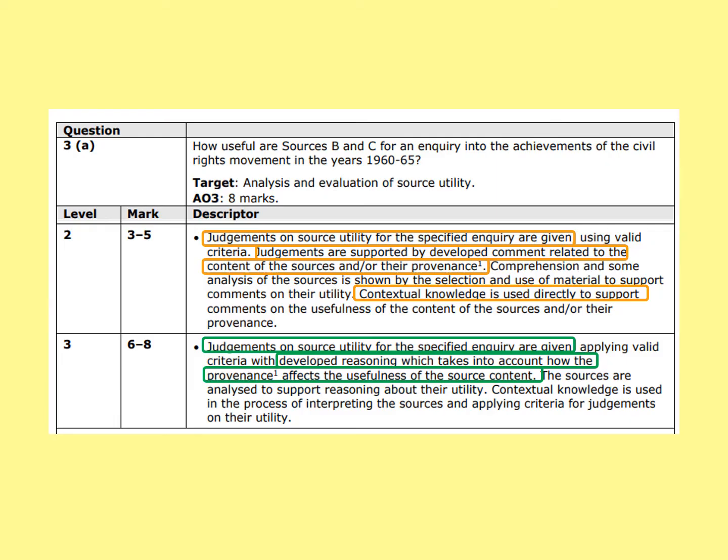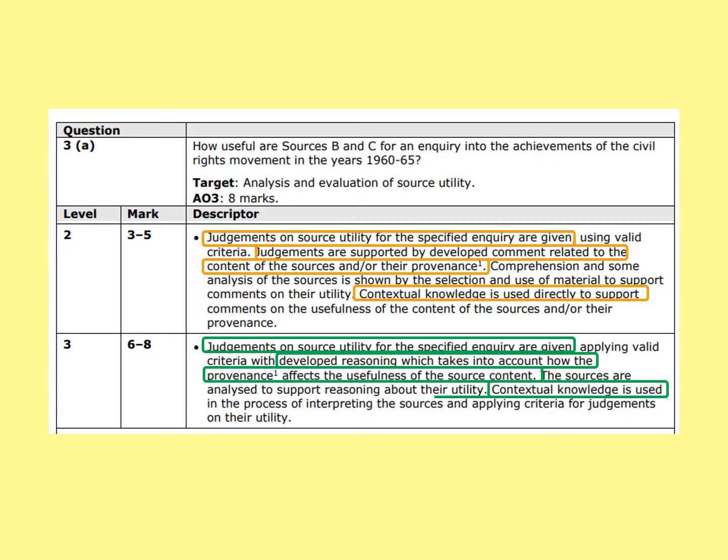What that really means is that your use of the provenance, in other words, its background, its purpose, the author, when it was written, etc., actually feeds into your understanding of its usefulness, or how useful the actual content is. If you were to just deal with the content, your own knowledge and the provenance separately, then you're not quite getting up to level 3. Instead, how does the provenance make you find the content that it gives you actually useful?